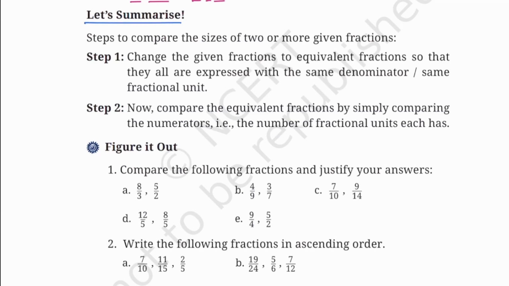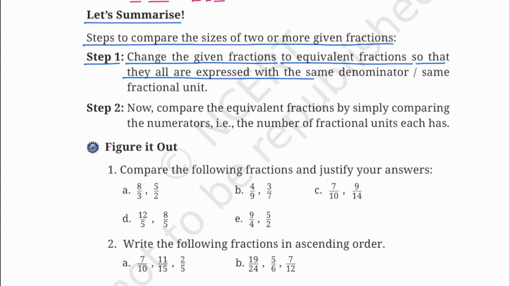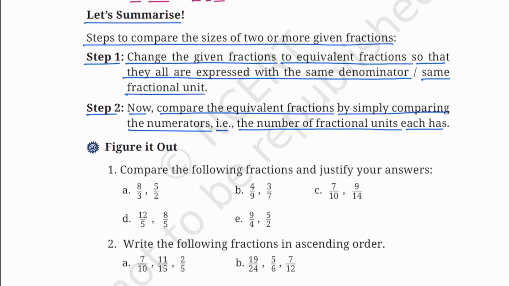Let's summarize. Steps to compare the sizes of two or more given fractions. Step 1. Change the given fractions to equivalent fractions so that they all are expressed with the same denominator, same fractional unit. Step 2. Now compare the equivalent fractions by simply comparing the numerators, that is, the number of fractional units each has.